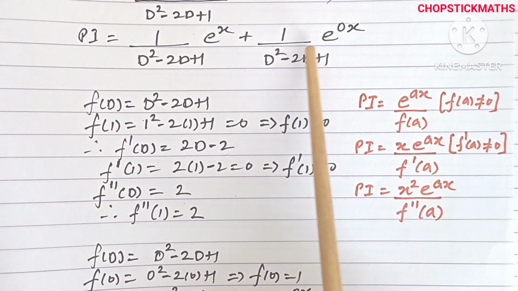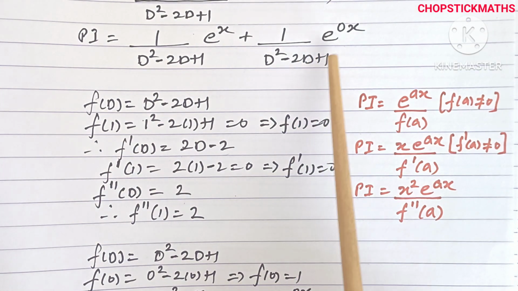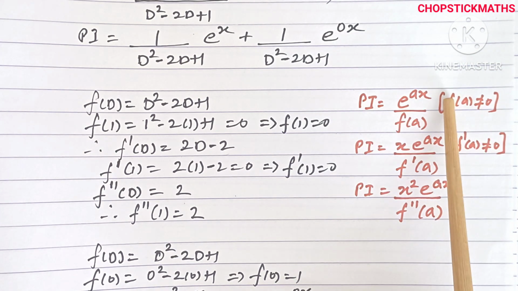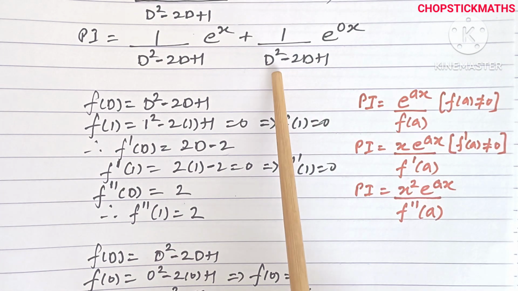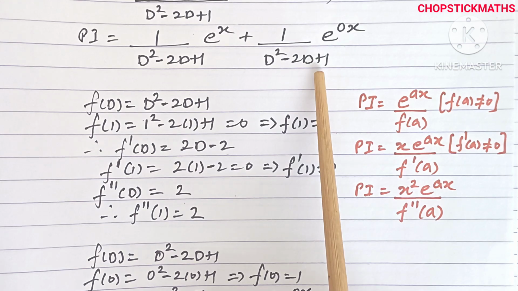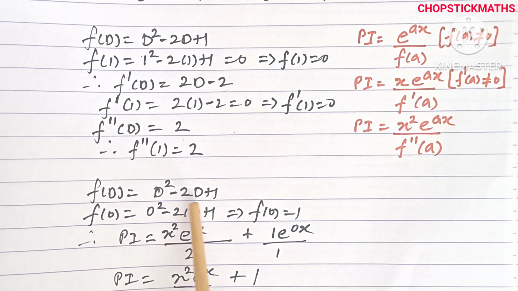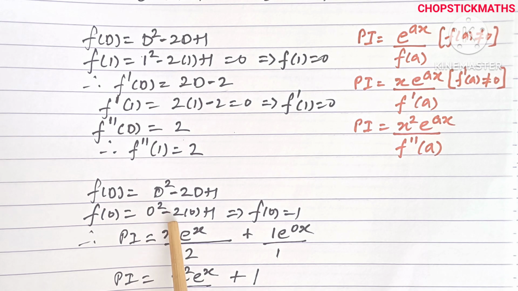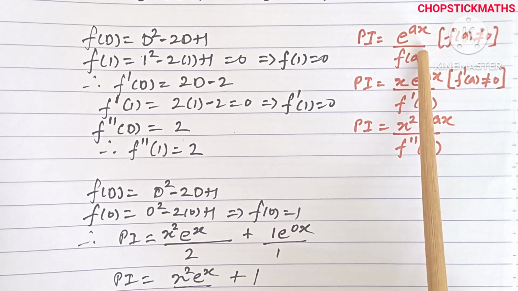Now consider this part, 1 upon d square minus 2d plus 1 into e raised to 0x. So we'll apply this particular property. f of d is equal to d square minus 2d plus 1. Therefore f of 0 is 0 square minus 2 into 0 plus 1, that is equal to 1. That is, f of 0 is 1. And we can see that f of 0 is not equal to 0. So we can apply this particular property.